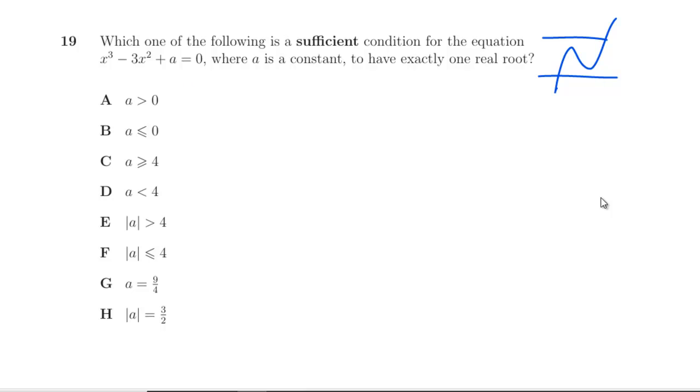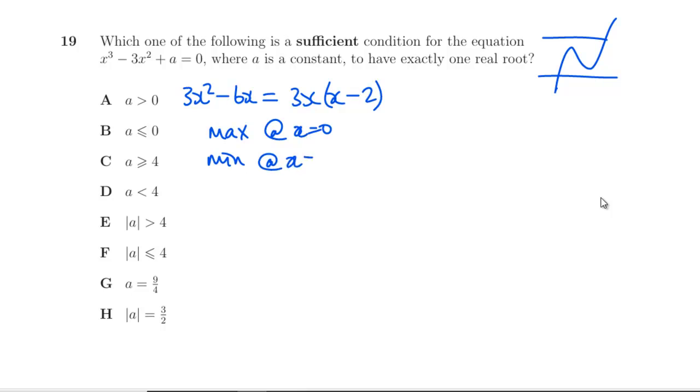And so differentiate is going to be the thing, isn't it? So minus 6x. So that is going to be 3x and then x minus 2. So we've got a turning point at 0 and a turning point at 2. So we've got a max at x equals 0. And we've got a min at x equals 2. Okay, so when x is 0, we need this to be below the x-axis. So this means that a is going to have to be less than 0. And when x is 2, we're getting 8 minus 12 plus a, and that has to be greater than 0.